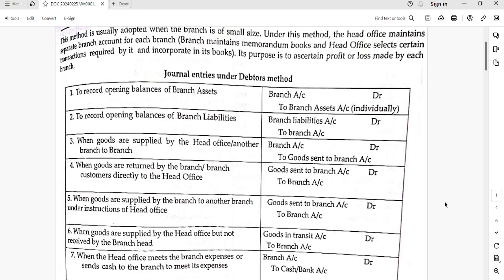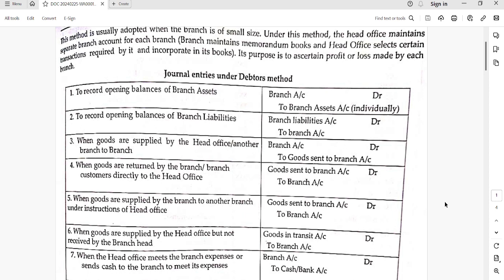So if they are informed regarding this, then it will be very easy, and the transportation cost will be very minimal. For this purpose, the head office may advise some branch to transfer goods to another branch of the head office. So that journal entry will be the same as that of goods returned by the branch to the HO.